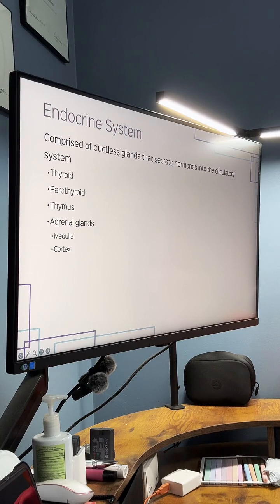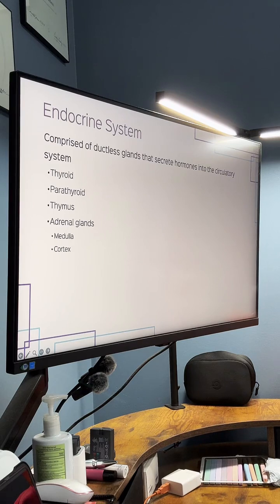The adrenal or suprarenal glands will lie on the superior end of each kidney. Their function is completely separate from the kidneys themselves, and you have two distinct parts, an outer cortex and an inner medulla. The adrenal medulla will secrete epinephrine and norepinephrine, and these are collectively called our catecholamines, and these are also called sometimes the fight or flight hormones. And these epinephrine and norepinephrine are secreted into the blood.